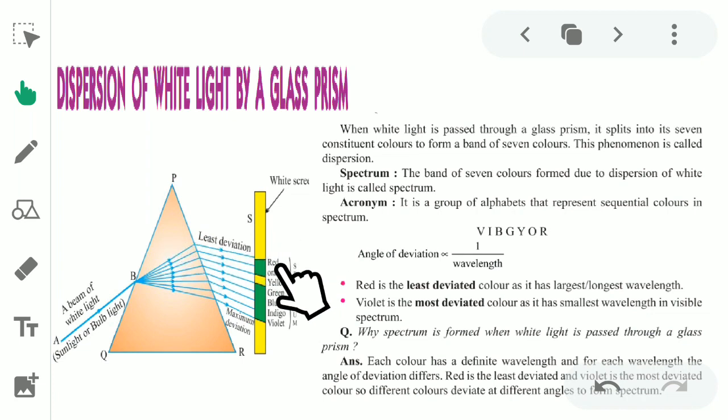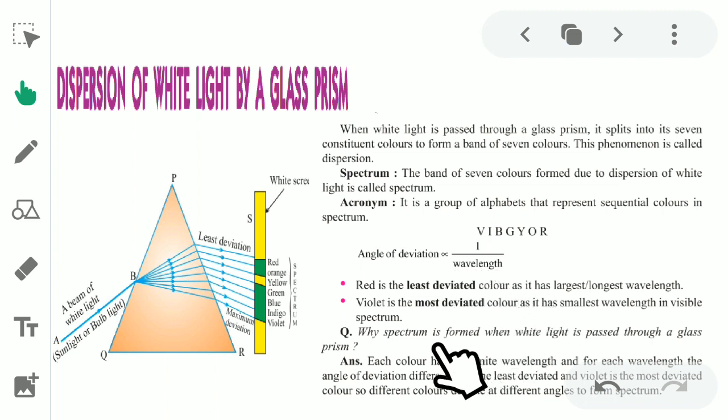See here, the top color is red, that means deviation in red color is least and deviation in violet color is maximum. That means angle of deviation is inversely proportional to wavelength. Which color is having maximum wavelength? Red color is having maximum wavelength. It deviated least. Which color is having least wavelength? Violet. It deviated more. That is why we made the relation here: angle of deviation is inversely proportional to wavelength.